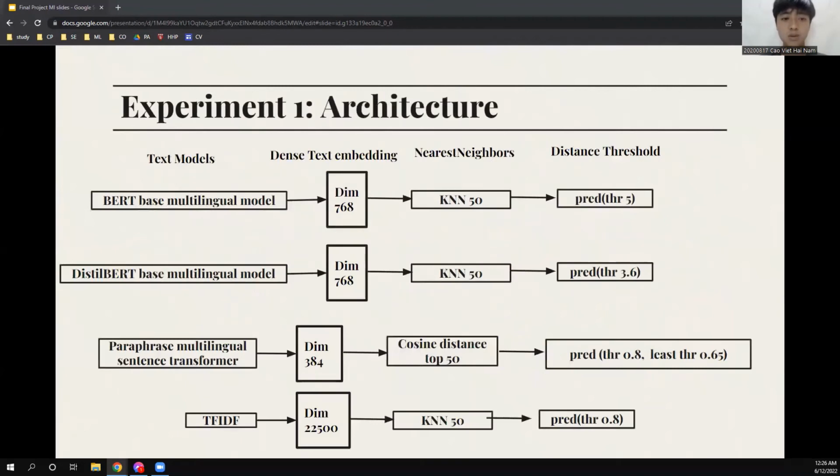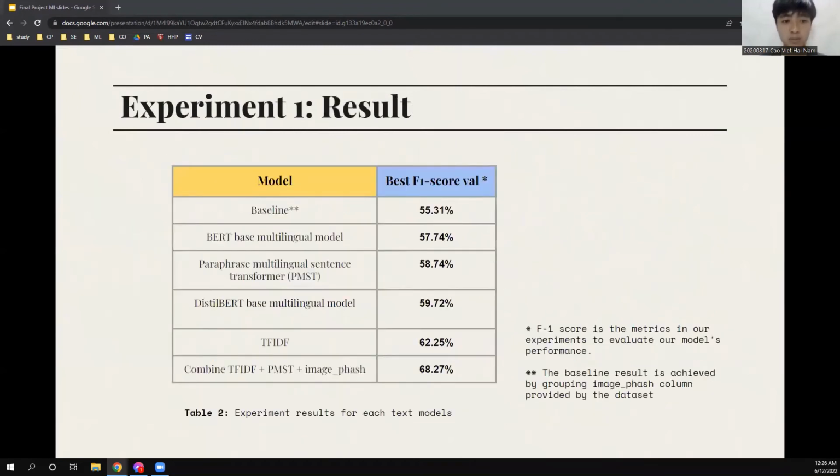This is a general structure of our model. After we initialize the text model and tokenizer, we utilize the dense vector from the last hidden layer by mean pooling. For the final evaluation, we use cosine distance or KNN to compare distance between embeddings. F1 score is the metric in our experiment.